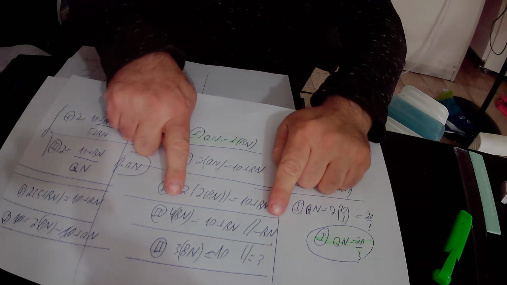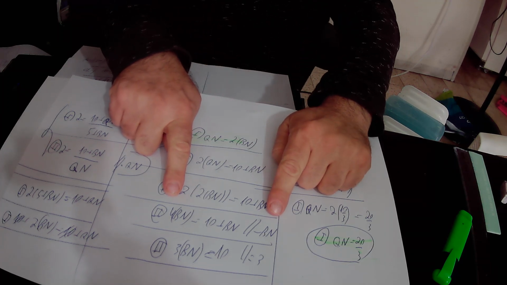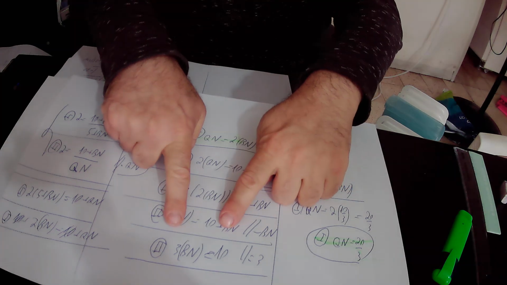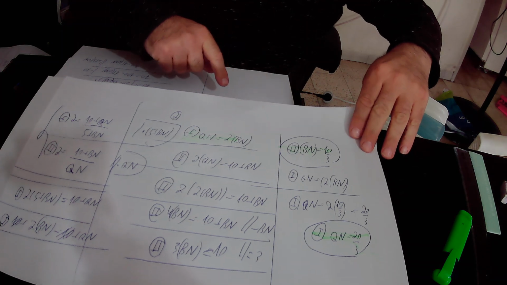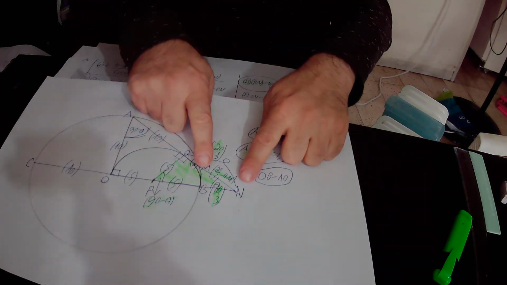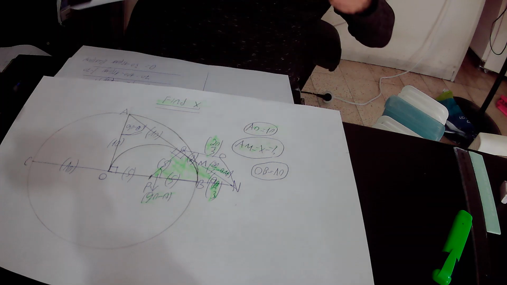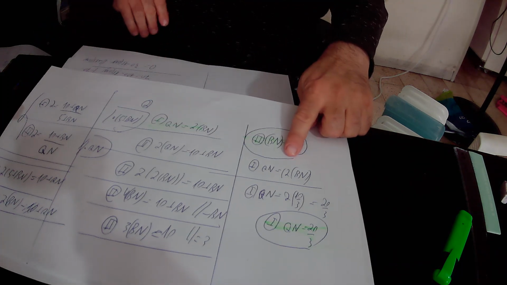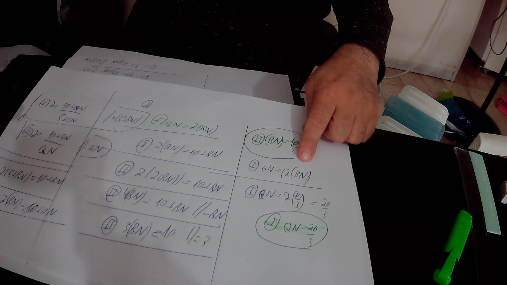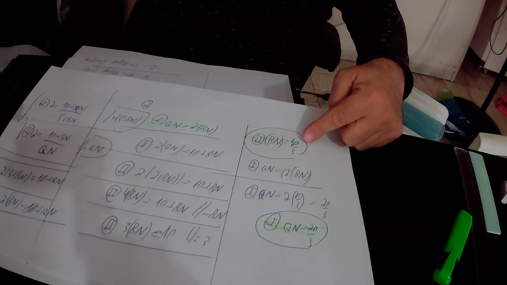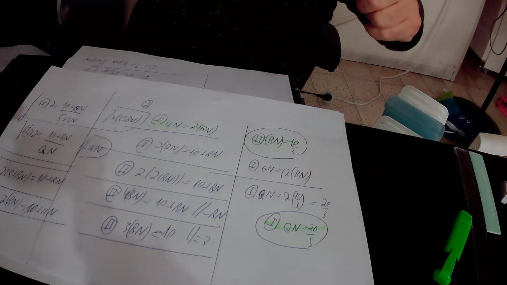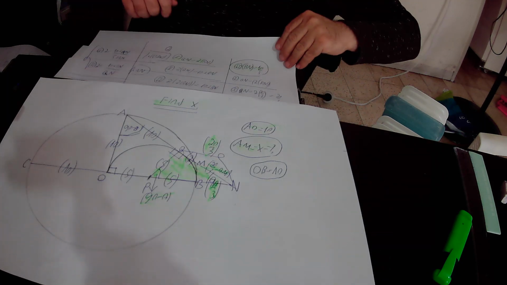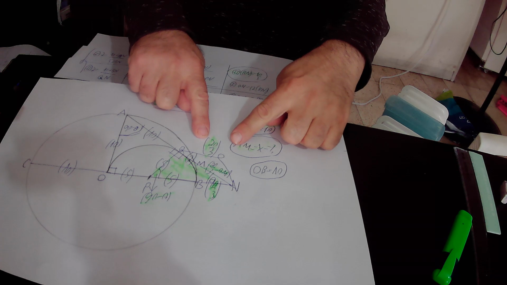Here we subtract BN from this equation, and found out that 4BN minus BN is 3BN, so 3BN equals 10. We divided this equation by 3 and finally found out that BN equals 10 over 3 units in its length. According to equation number 1, QN equals 2 times BN, and BN is 10 over 3, so it is 2 times 10 over 3, which is 20 over 3. So in conclusion, QN equals 20 over 3 units in its length.